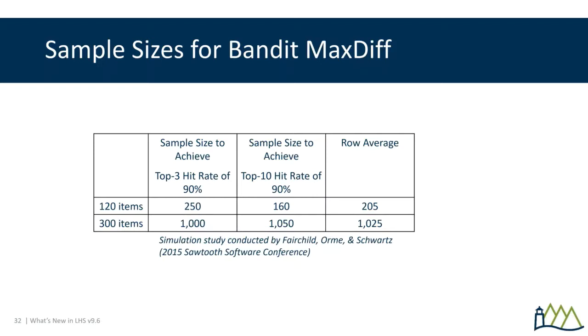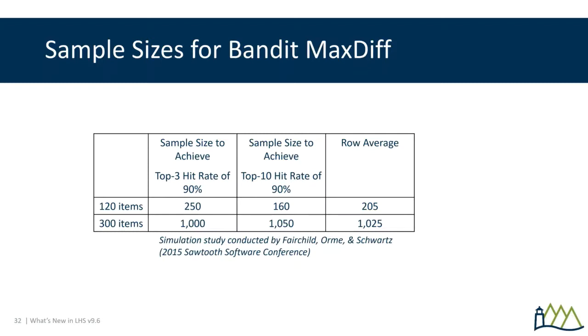If you want to know about just the top 10, and if those items fall in the top 10, instead of being as specific as the top 3, you can go as low as 160. So with Bandit MaxDiff, with around 100 items, we would recommend about 200 total completes. If you're up in the 300 items, you're probably closer to 1,000 completes. And so on and so forth.